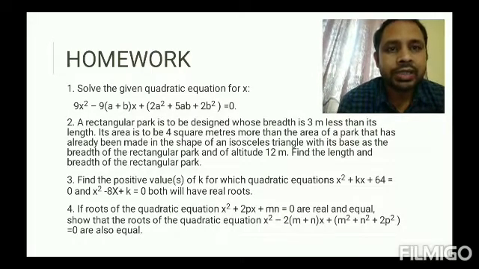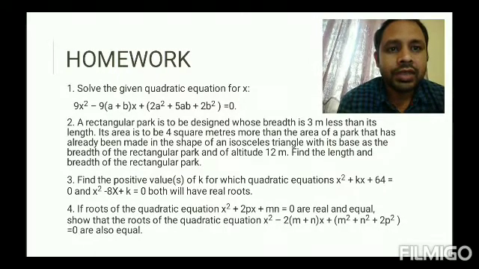Second question is: a rectangular park is to be designed whose breadth is 3 meter less than its length. Its area is to be 4 square meter more than the area of a park that has already been made in the shape of an isosceles triangle with its base as the breadth of the rectangular park and altitude 12 meter. Then find the length and breadth of the rectangular park.